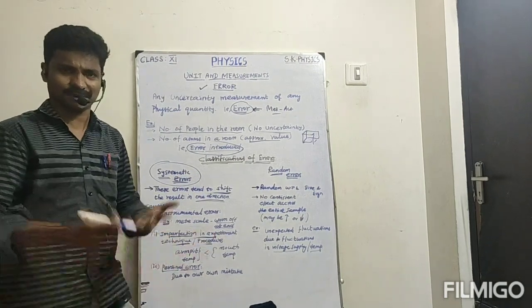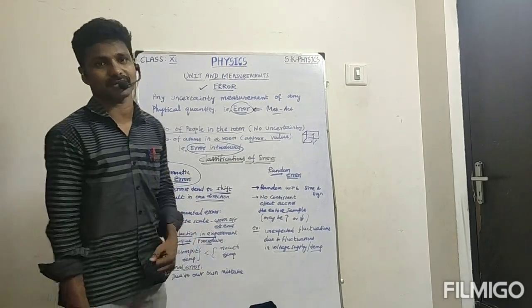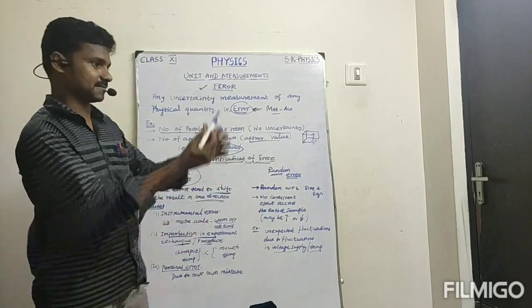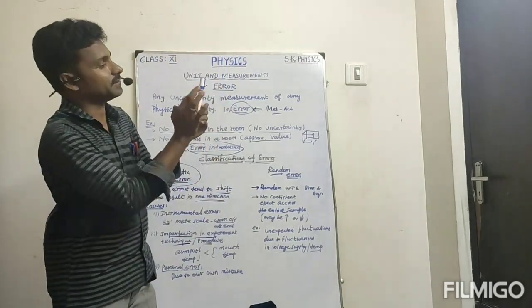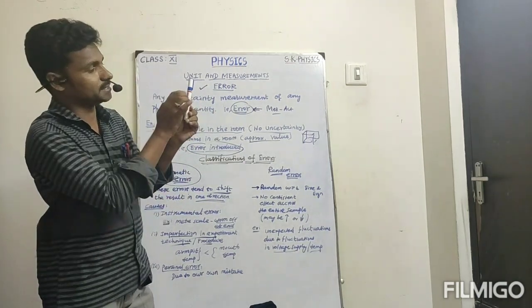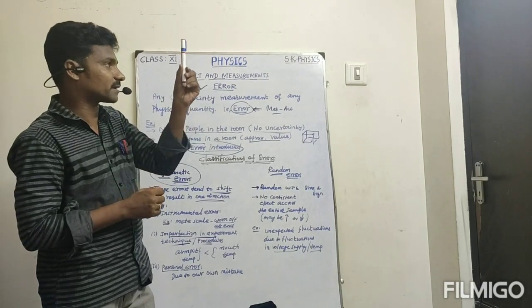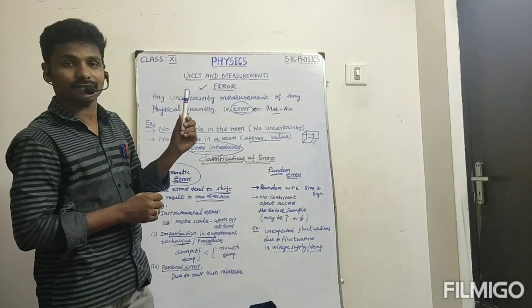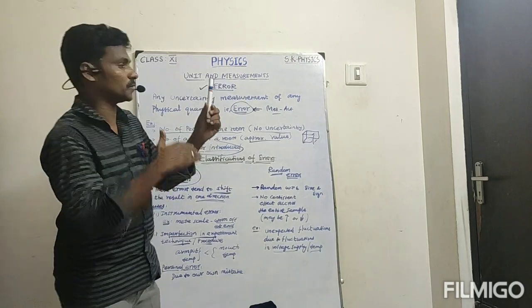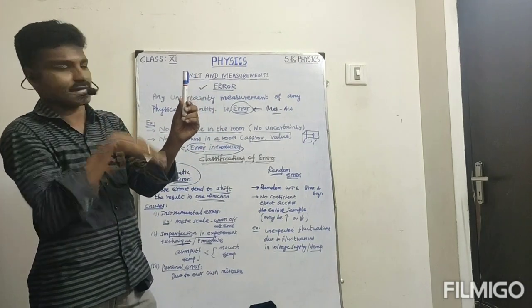So personal error is the man-made error, absolutely. It is due to our mistake only. We take the reading wrongly. Say for example, let's take a thermometer. Here the reading is mentioned. So it shows some reading here. But I measure wrongly from here, or I measure wrongly from here. So you have to observe that point exactly on the line.